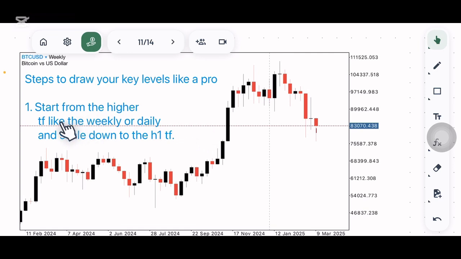Okay, so the first step is to start from the higher time frame, like the weekly or daily, and then scale down to the H1 time frame. You start from the higher time frame and gradually scale down to the 1 hour time frame. That is the last time frame I draw my key level. After that, I just go down to 15 minutes or 5 minutes to start trading accordingly.